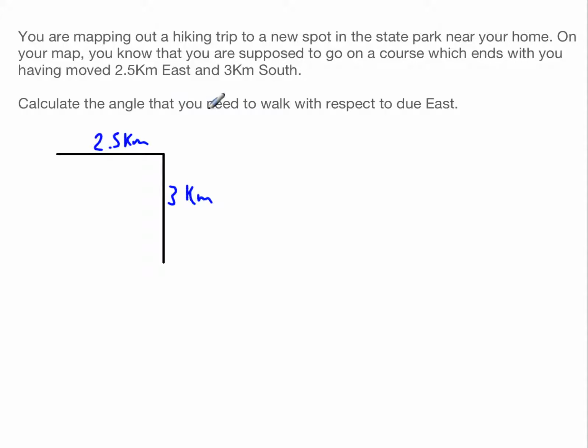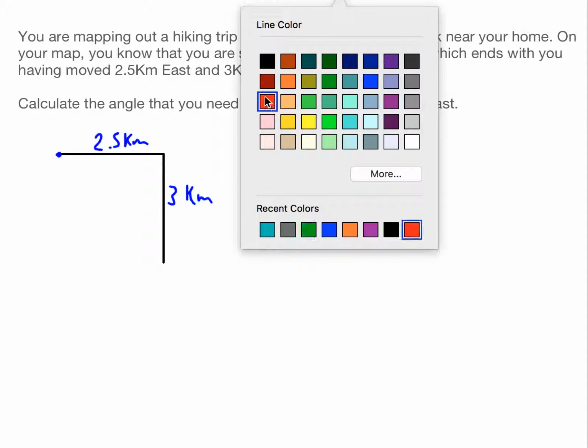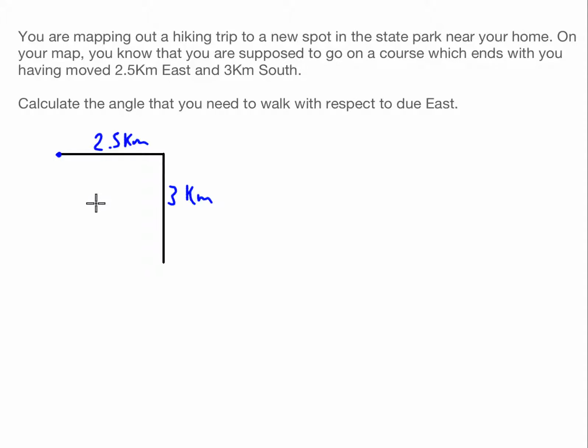We want to calculate the angle that you need to walk with respect to due east. So if this is our starting spot, we want to know what angle do we need to walk at so that we end up in the same spot.